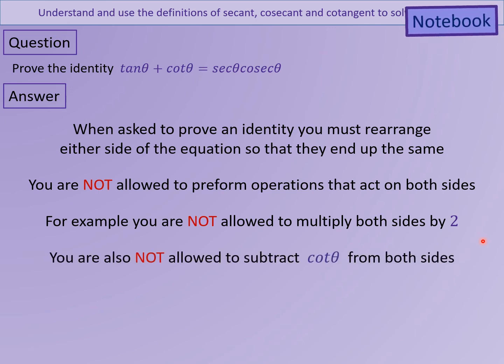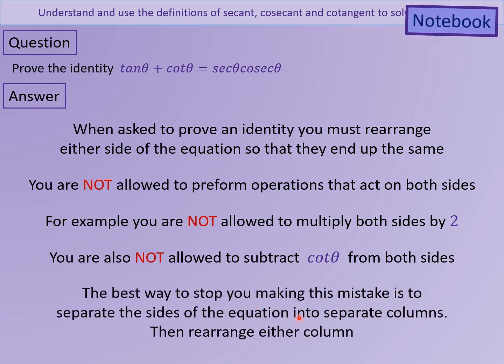And yeah, in this case, you wouldn't be allowed to take away. It seems really logical, doesn't it? Can I just take away cot theta from both sides? Take that over there, make it minus cot theta. It seems perfectly logical, but that doesn't help you prove an identity. You're not allowed to do it to prove an identity. You're trying to prove that this side gets to this side.